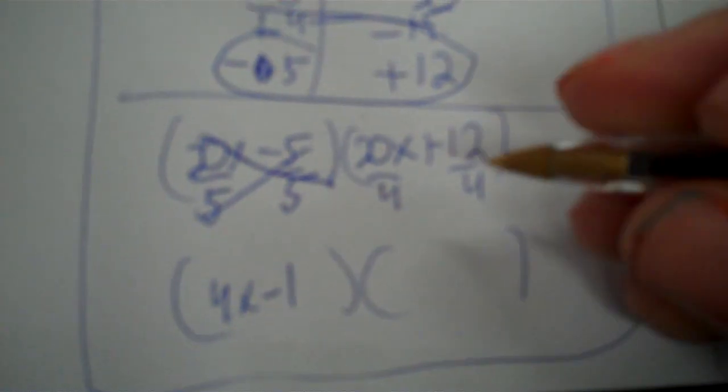So 20 and 5, so here's 5, here's 20, so that would be divided by 5. So that would be 4x minus 1. 20 and 12, so I go find 12, there's no 20. 12 and 20 would be 4, so we divide that down by 4. So 20x divided by 4 is 5x, and then 12 divided by 4 is 3. Now these 5s we're putting under here and the 4s, you delete those from the whole problem.